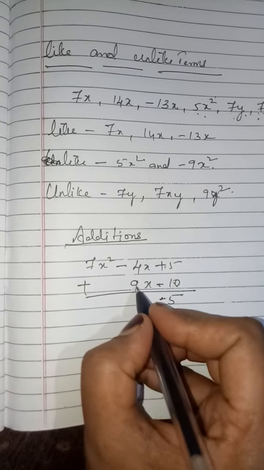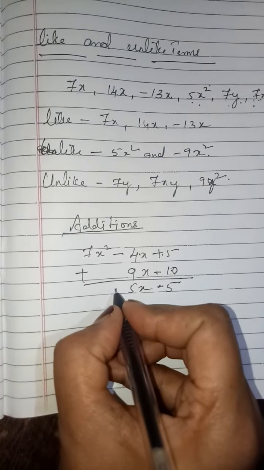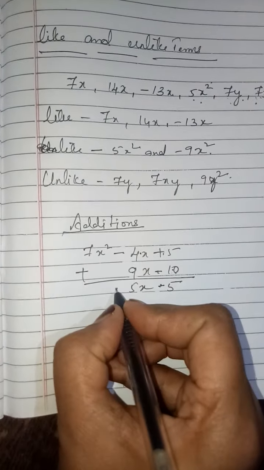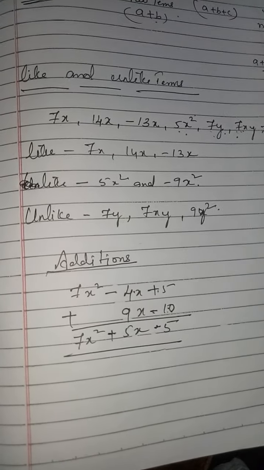Minus sign should come. 9 minus 4 is how much? 5x. Here it is 7x square. We have added this because it is a like term, so we have added it. If it was unlike terms, then how could we add? We cannot add it. Okay.